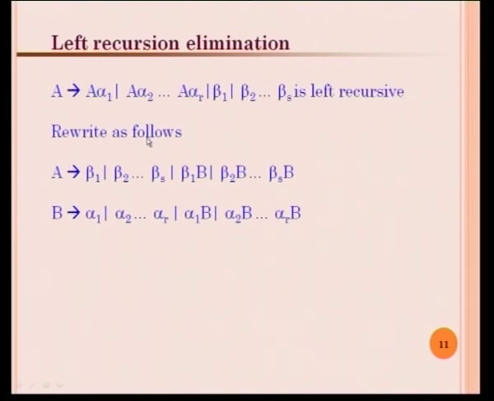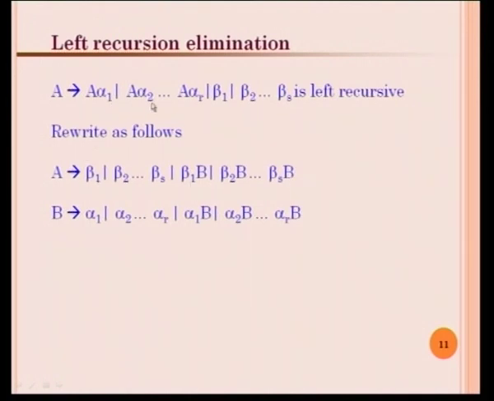So, how do you rewrite? First you have to find the production rules which are non-left recursive. The non-left recursive production rules are A derives beta 1, beta 2, beta 3, etc. up to beta s, and then we have to introduce the left recursive productions. To connect the left recursive rules with the non-left recursive rules, for every beta we introduce a new variable called B, because we need to connect alpha 1 also. So B is the new variable which we are introducing. So, A derives beta 1 B, then beta 2 B, then beta 3 B, etc. up to beta s B.